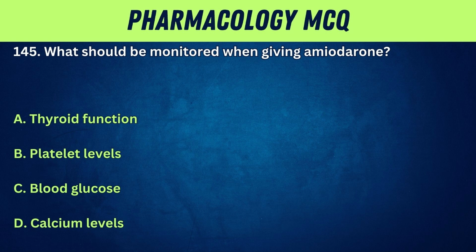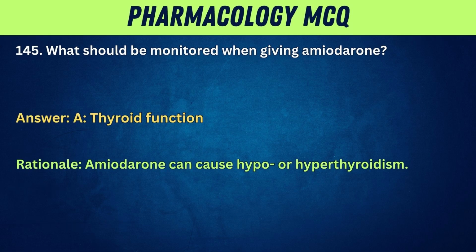145. What should be monitored when giving amiodarone? A. Venlafaxine. B. Platelet levels. C. Blood glucose. D. Calcium levels. Answer: A. Thyroid function. Rationale: amiodarone can cause hypo or hyperthyroidism.